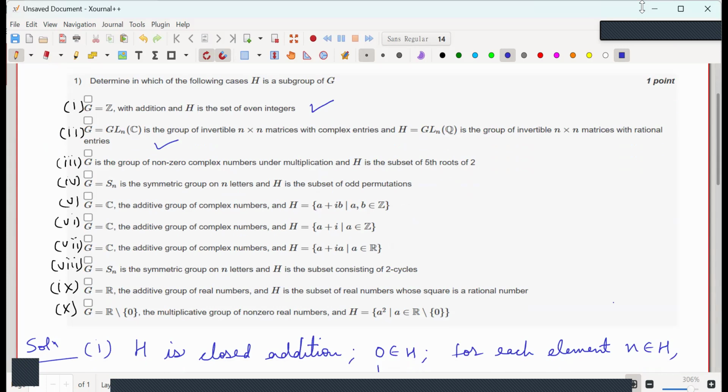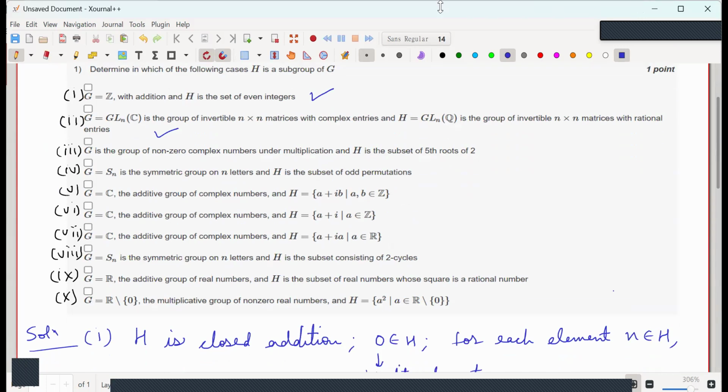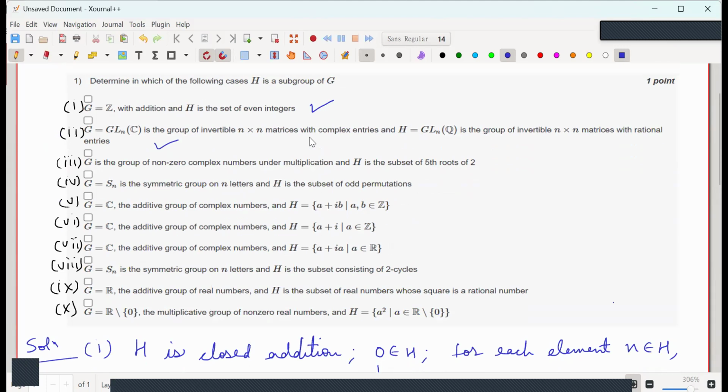It's not addition or anything, only multiplication. GL(n, C) generally denotes the group of invertible matrices with multiplication. So you are right, it's already kind of assumed. Okay, sir. Thank you. If it is not mentioned, then it is generally assumed.